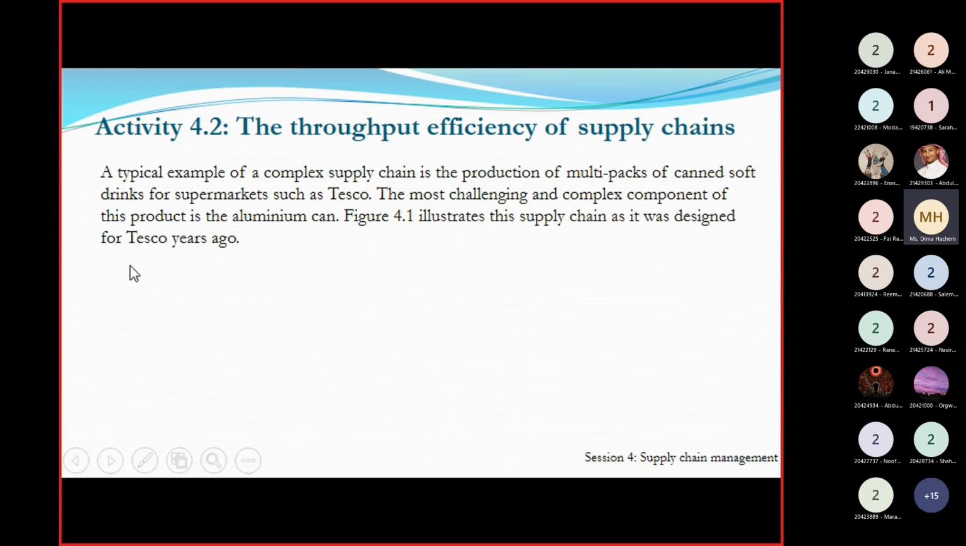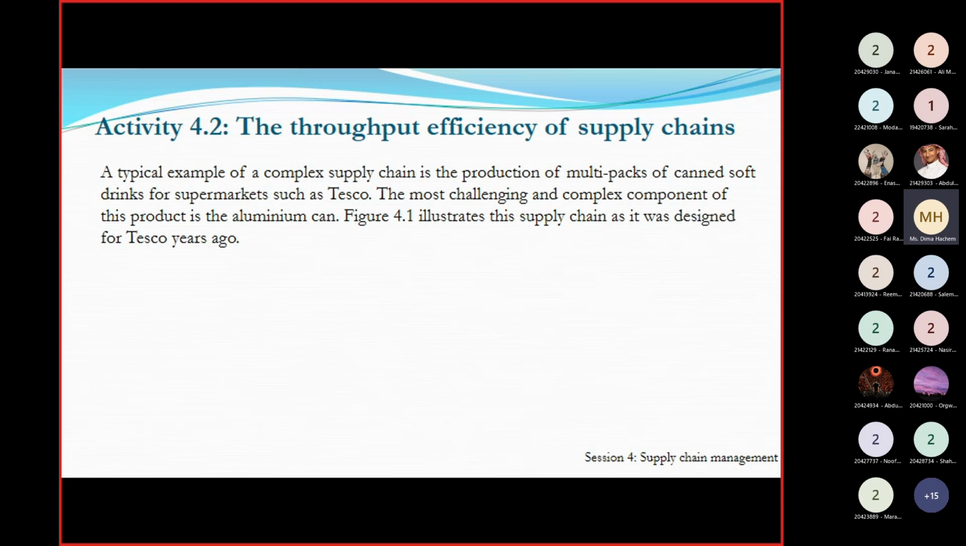A typical example of a complex supply chain is the production of multi-packs of canned soft drinks for supermarkets such as Tesco. Tesco is a supermarket in the UK. Okay, just like we can say Panda or Danube here in Saudi Arabia.